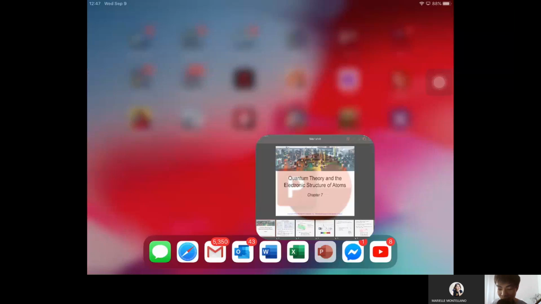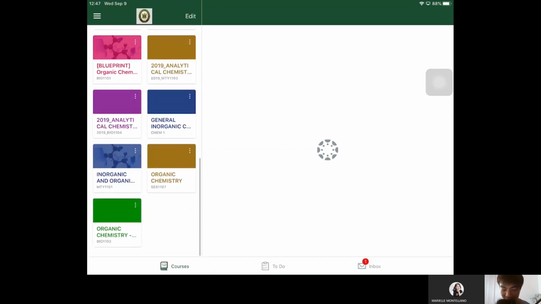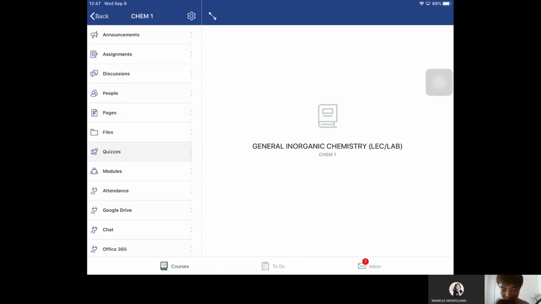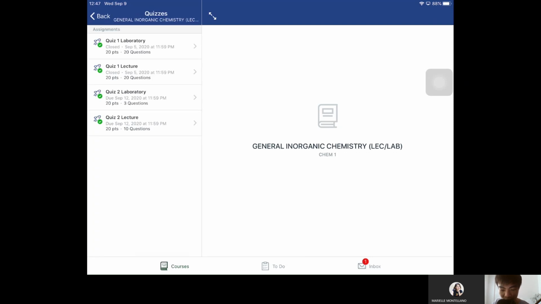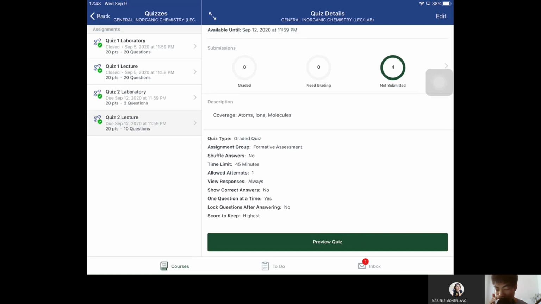By the way, bago pala ako mag-start, yung quiz nyo, okay na siya sa Canvas. Ganito yung itsura ng quiz. Medyo natuwa lang ako sa technique. Chem 1 Quiz 2 lec. Hanggang Saturday naman to, don't worry.